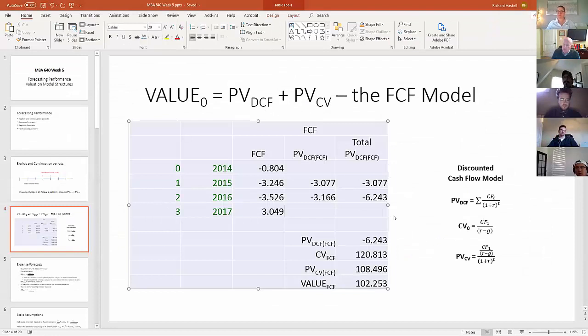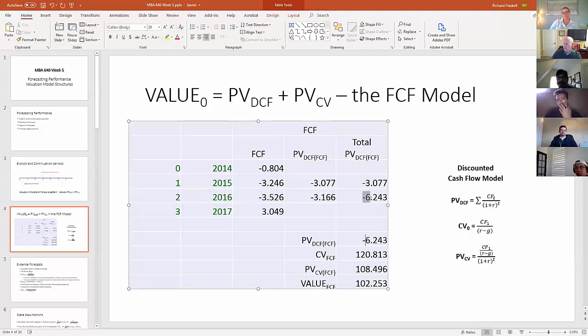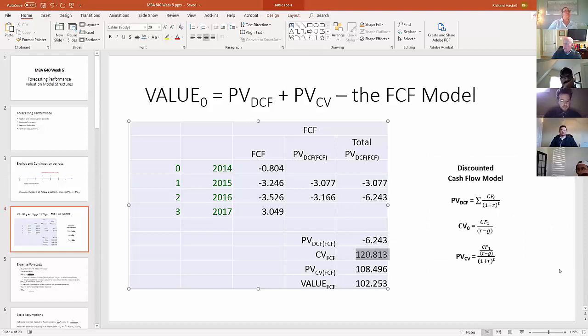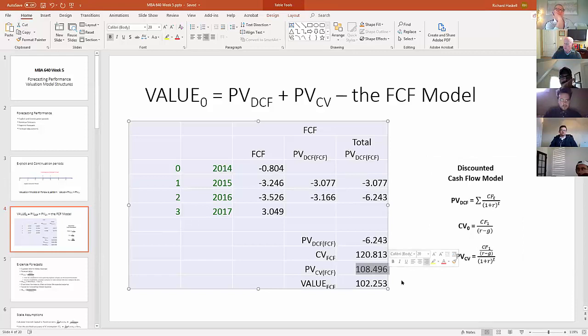So here, I'm just showing you a structure that you're already familiar with, having done a couple of assignments with this now. But I want to point out that what we're looking at is the present value of the discounted cash flow, which we're seeing right here. And it's just this summation that's building up here. And I'm looking at a continuing value, which is right here. And I take the present value of that continuing value, which is right here. And the sum of the present value of the discounted cash flow plus the present value of the continuing value is my value. So I want you to think about this structure.